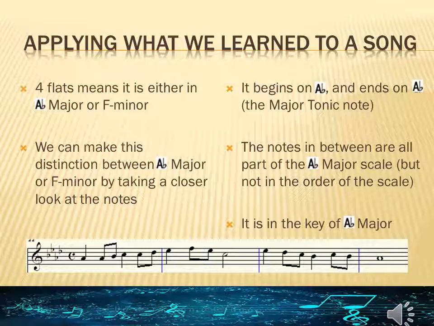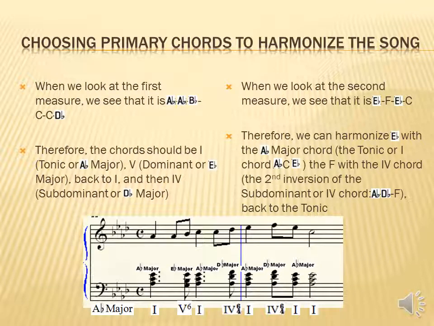We can make this distinction between A flat major and F minor by taking a closer look at the notes. It begins on A flat and ends on A flat, the major tonic note. The notes in between are all part of the A flat major scale, but not in the order of the scale. It is in the key of A flat major. When we look at the first measure, we see that it is A flat, B flat, C, C, D flat.